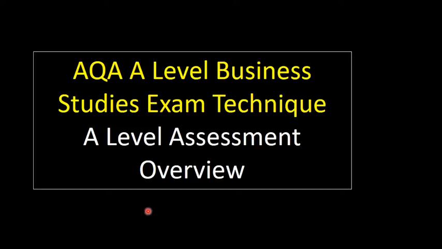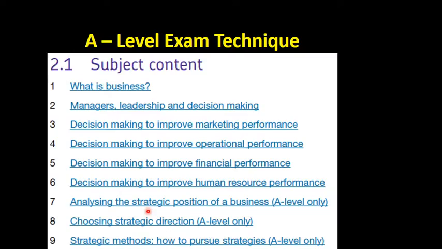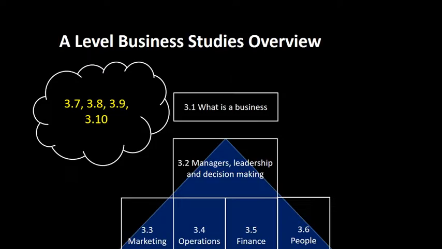This video looks at the assessment of the A-level business course. These are the 10 units. I sometimes like to look at them like this. 3.1 is a look at what is business, an overview of business, sole traders and business objectives and all of those things you cover in 3.1.